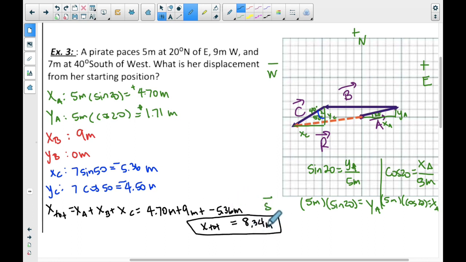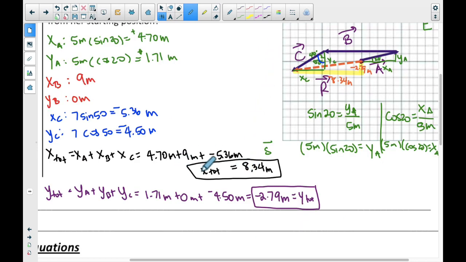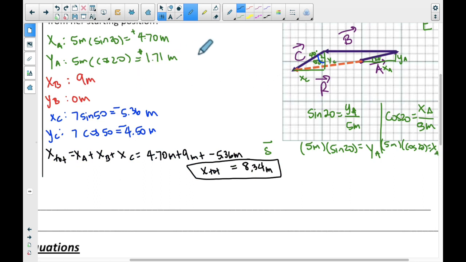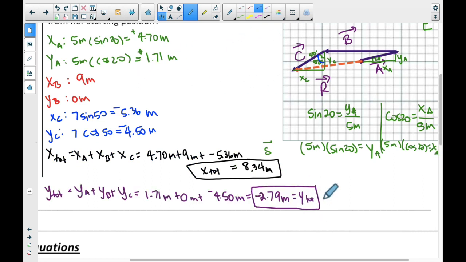So I get my x total is 8.34 meters. Okay, I made a mistake on adding up my x components. This 9 should be a negative 9, right? It's going to the west. So I need to redo that calculation. So that's going to be negative 9.66 meters. I need to do the same thing for my y's. So my total in the y direction is negative 2.79 meters.